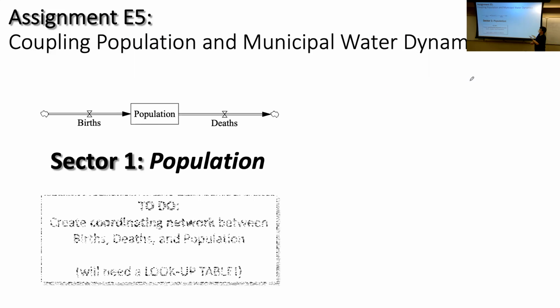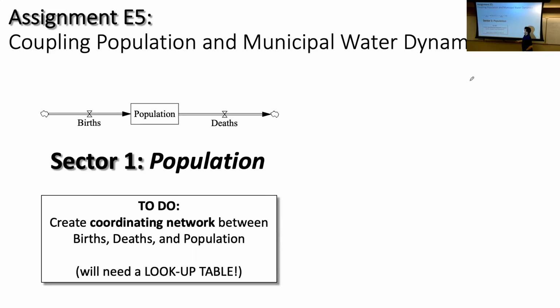The way this assignment is going to work is, in the first part, you build the population sector. You're going to start with a really simple birth-death model, and then you're going to add a network of effects that affects the population of your city.